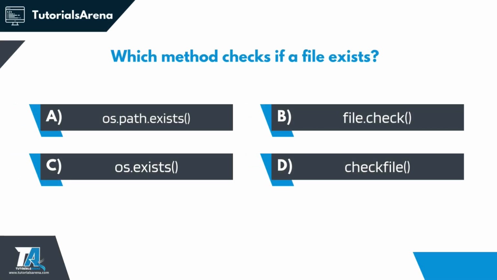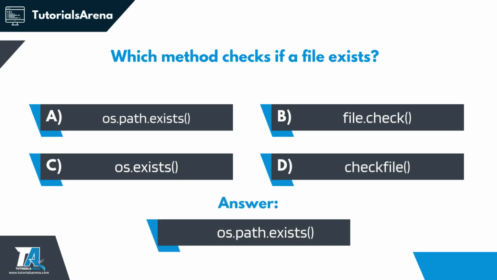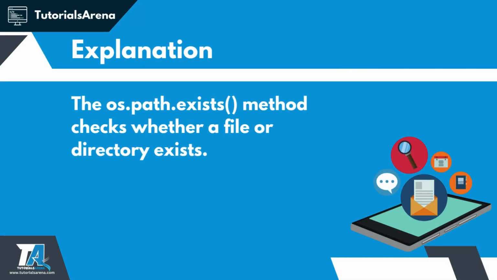Which method checks if a file exists? The correct option is option A, os.path.exists. The os.path.exists method checks whether a file or directory exists.